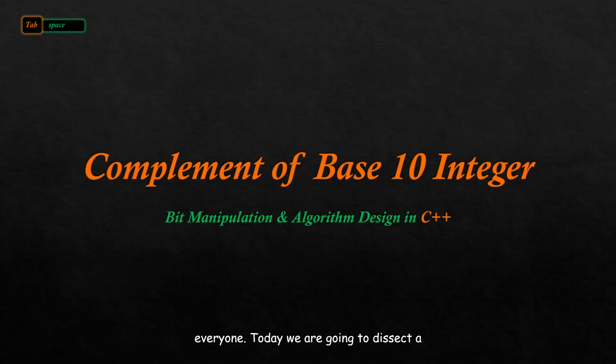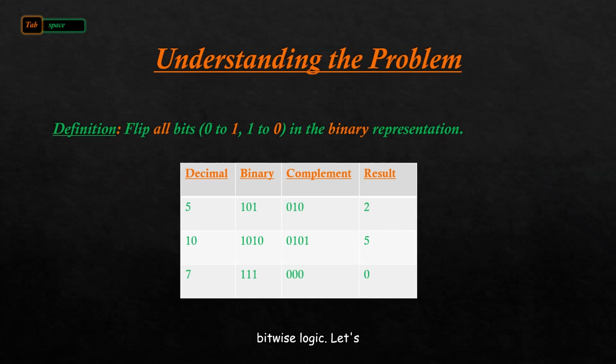Welcome everyone. Today we are going to dissect a fundamental coding challenge, the complement of a base 10 integer. While it sounds like a simple math problem, it's actually a brilliant exercise in thinking like a computer. We will explore why standard operators fail us here and how to build a custom solution using bitwise logic. Let's start with the basics.